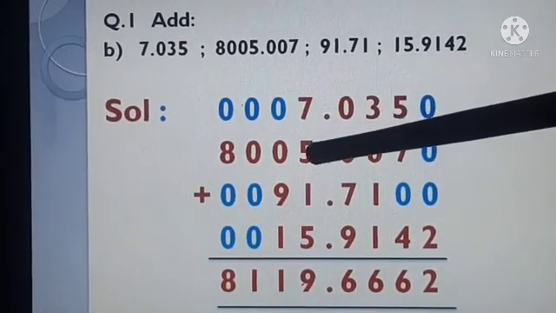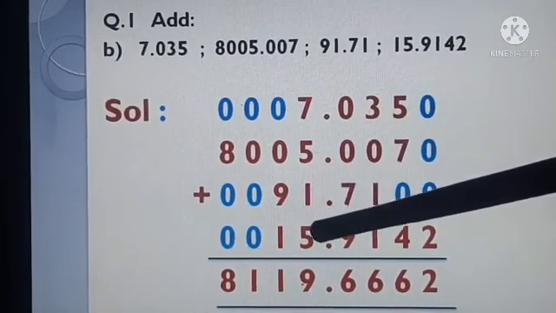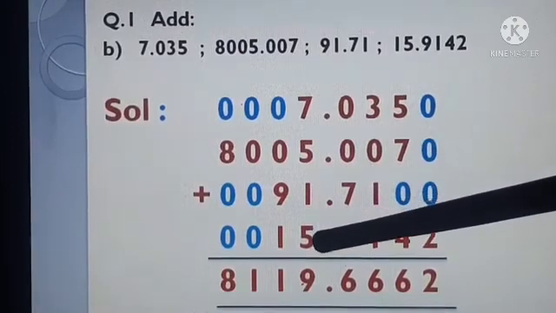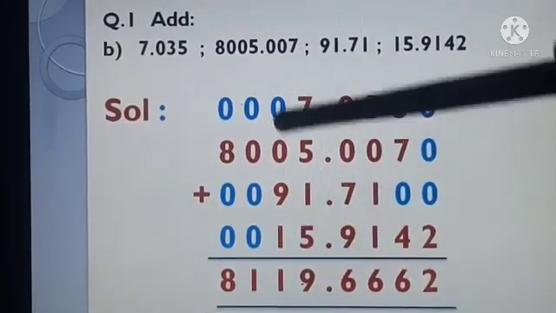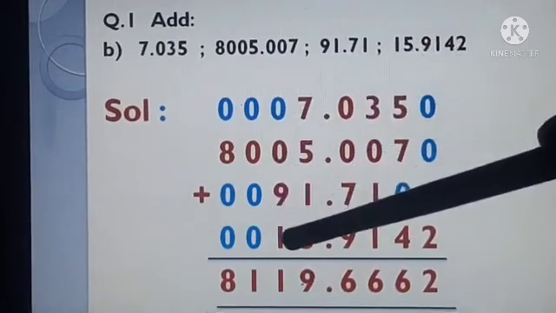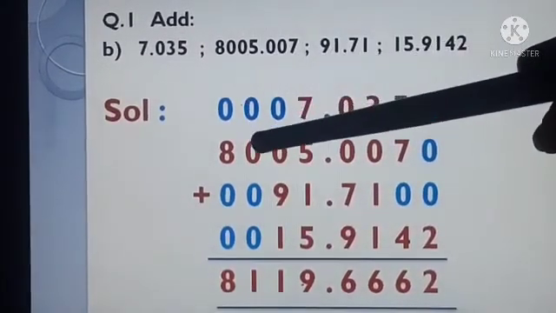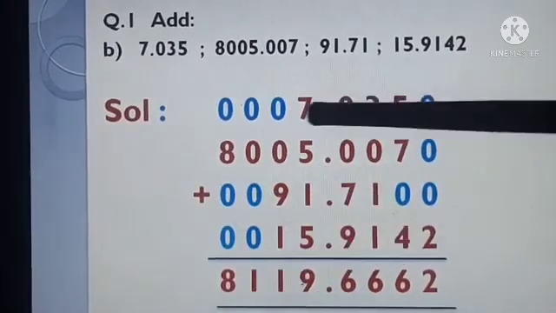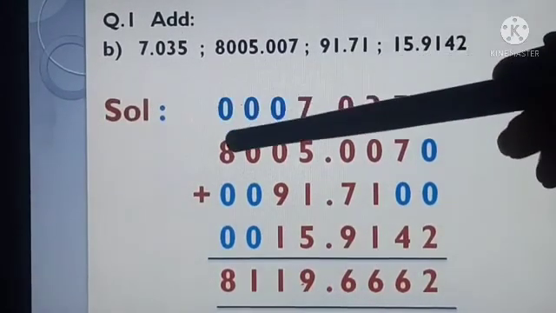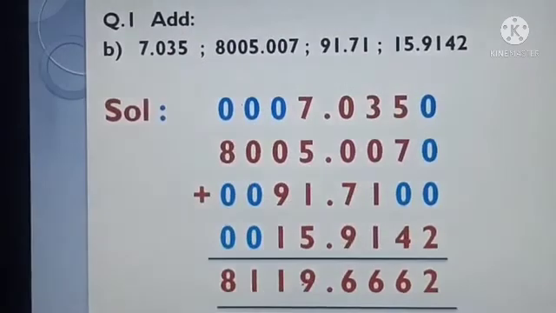7 plus 5, 12. 12 plus 1, 13. 13 plus 5, 18. 18 plus 1, 19. 9, 1 carry. 9 plus 1, 10. 10 plus 1, 11. 1, 1 carry. 1 plus 0, 0, 0, 0. 1 will be there. Then 0 plus 8 plus 0 plus 0, 8.